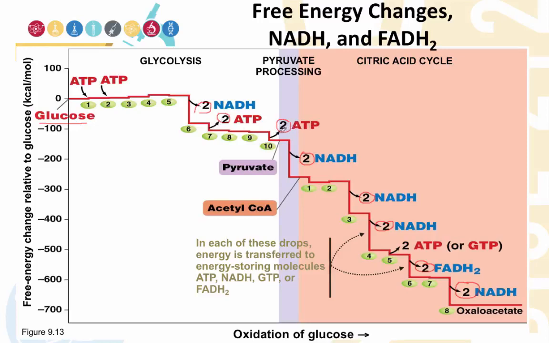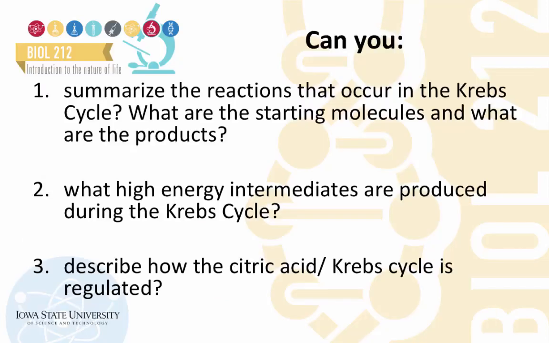through substrate level phosphorylation. Most of the original energy in glucose is now contained in the electrons transferred to NADH and FADH2. These electrons are ultimately transferred to oxygen, which is the final electron acceptor. And the energy released during glucose oxidation, which is contained within NADH and FADH2, will be used later to synthesize ATP during oxidative phosphorylation. This brings us to the end of the discussion about Krebs cycle.